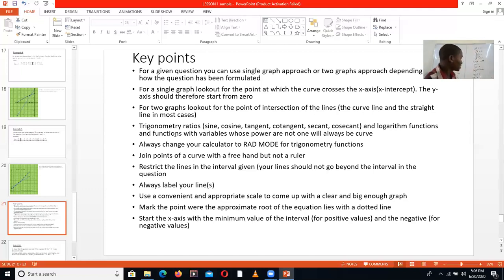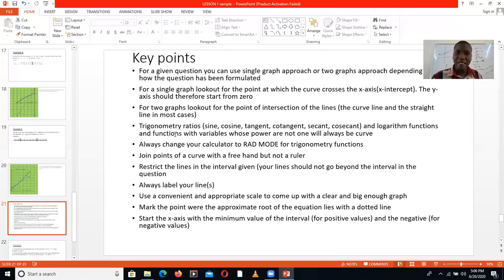This is how we join points. If I have a point here, a point here, a point here, you join it with a free hand. That's what we're talking about. Don't have a point here, a point there, a point here, then use a ruler like this and a ruler like that. That's not a curve. This is not a smooth curve. This is a smooth curve. That's what you should know.